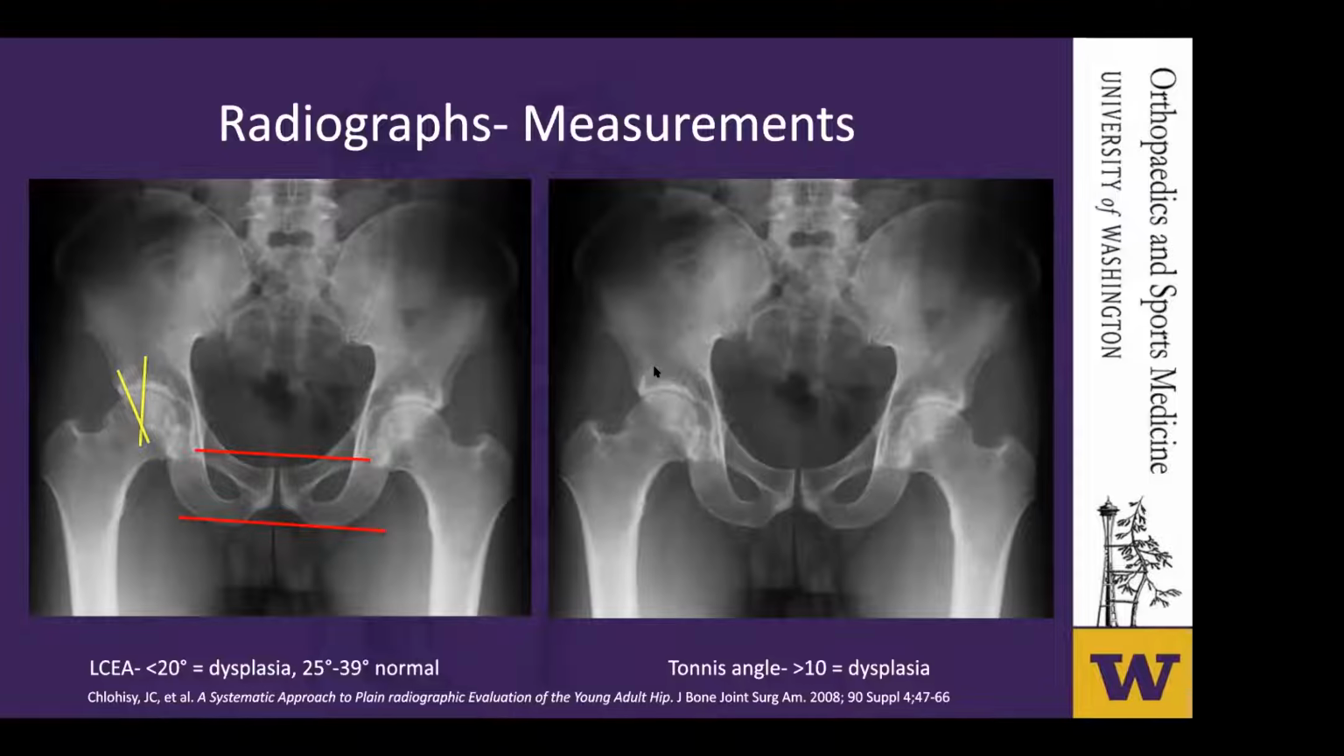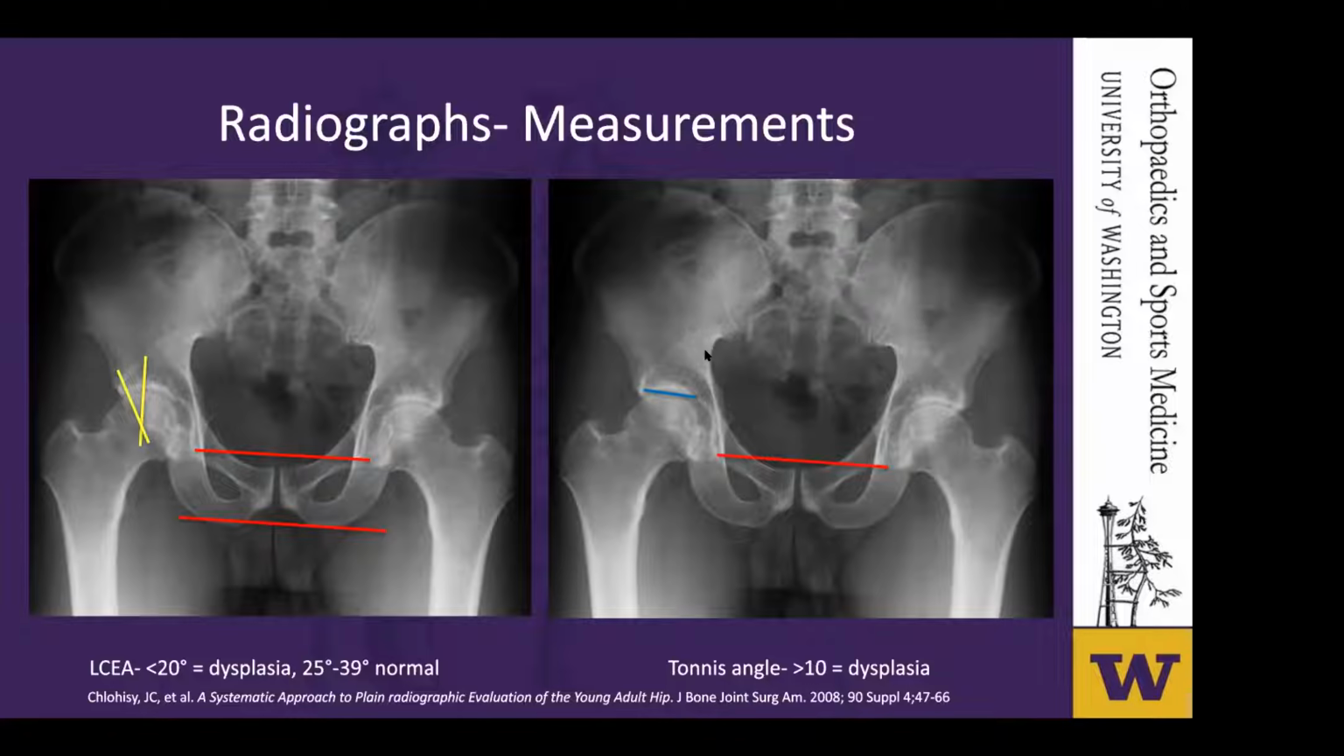is borderline dysplasia. The acetabular index is measured as the angle between a similar horizontal line and a line drawn through the medial and lateral borders of the sourcil. Greater than 10 degrees is considered dysplastic.